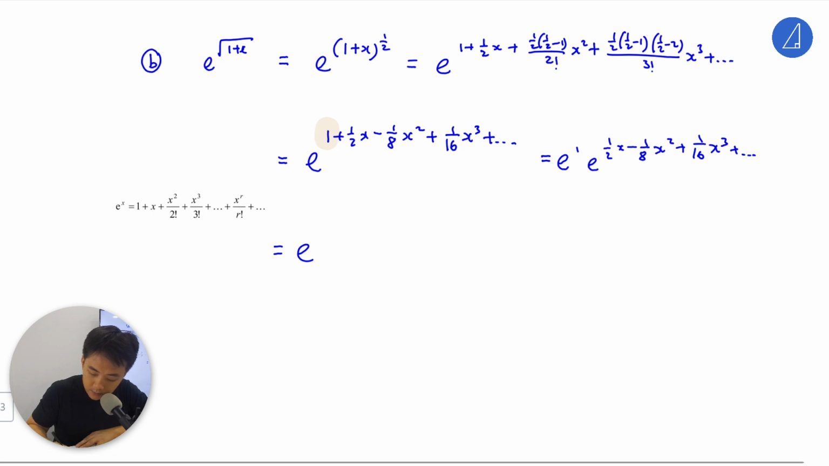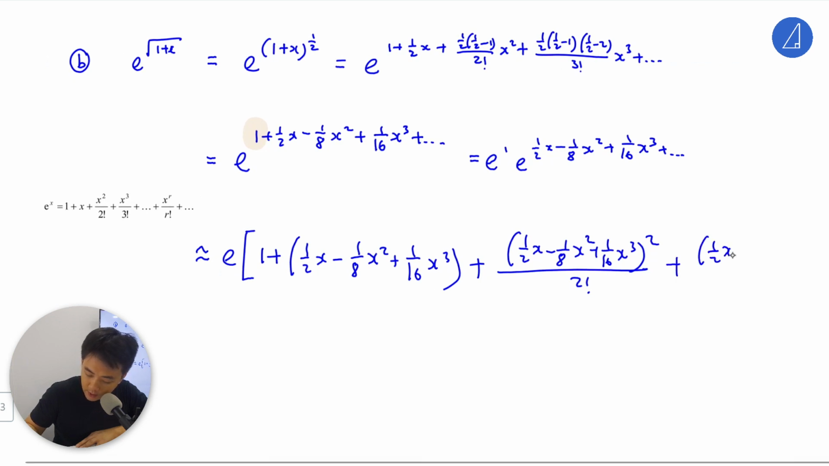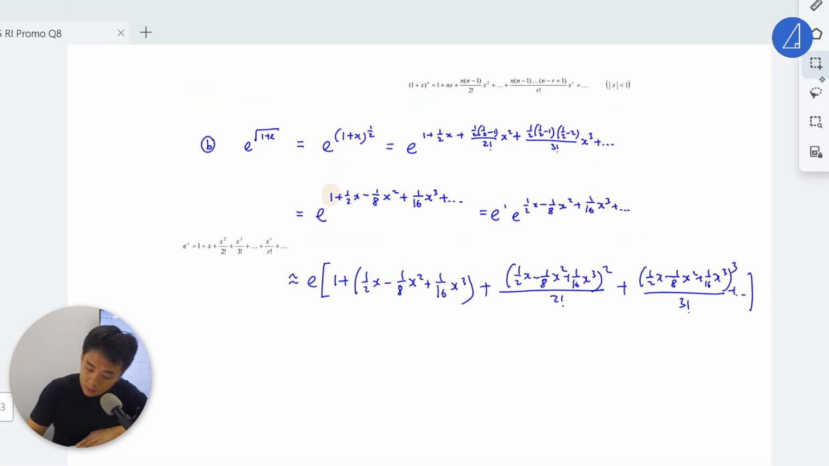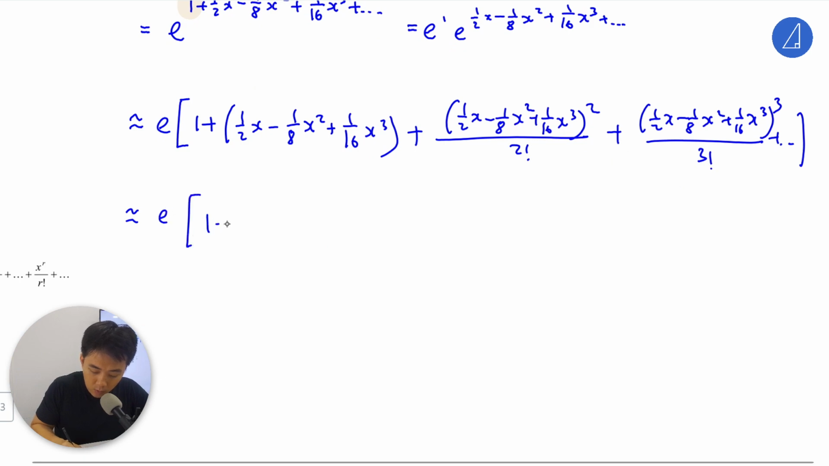So it's e times 1 plus half x minus 1 over 8 x squared plus 1 over 16 x cubed, plus the square of this over 2 factorial, plus the cube of half x over 3 factorial. Okay, there you go. This is it. For this case here, what we get is e times 1 plus half x minus 1 over 8 x squared plus 1 over 16 x cubed. Then this case here, the top, square it.